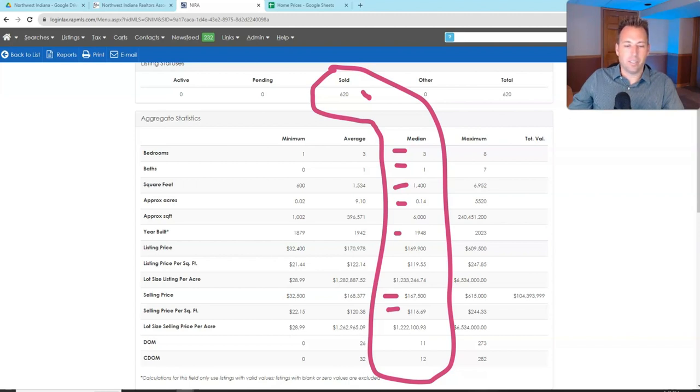Again, it's always fun to see the low. So the min was $32,500. So that house wasn't livable. That was a fixer-upper for sure. And the highest sale was $615,000.